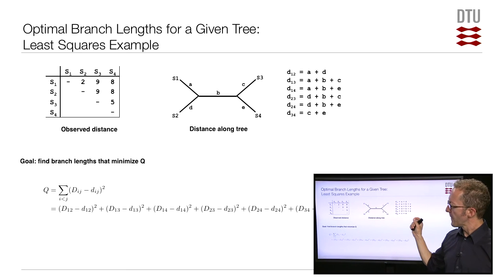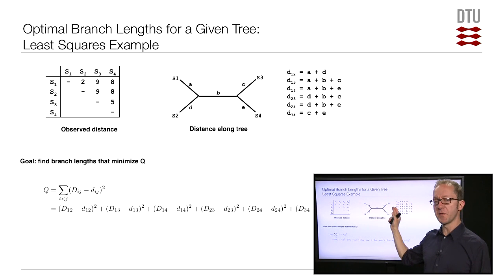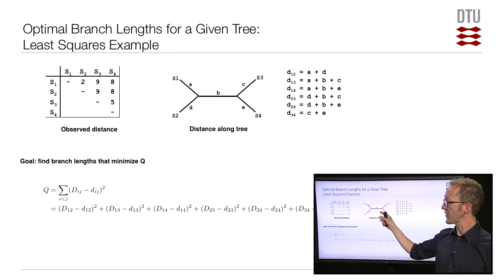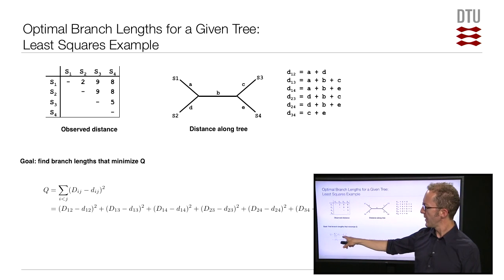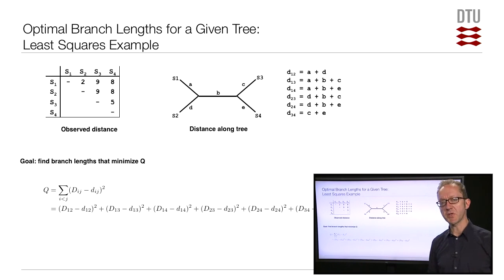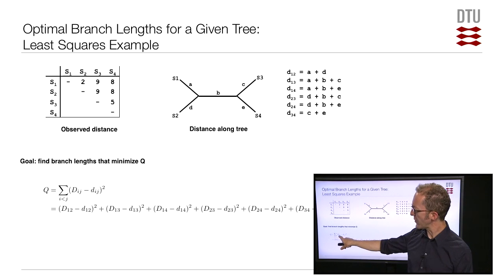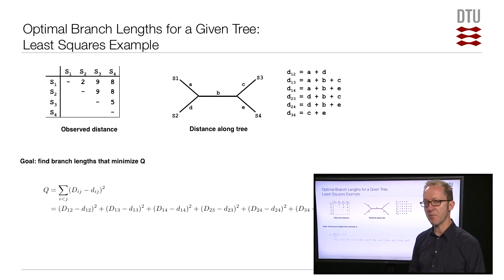Now, how would we find the best branch lengths for this particular tree? Let's say this is not necessarily the best tree, but if we're looking at this particular tree, how would we find the best set of branch lengths for that given tree? Well, the goal is to minimize this measure Q, the sum of squared differences. That is, for each pair of sequences, the observed distance, uppercase D, minus the tree distance, lowercase d, squared and summed.